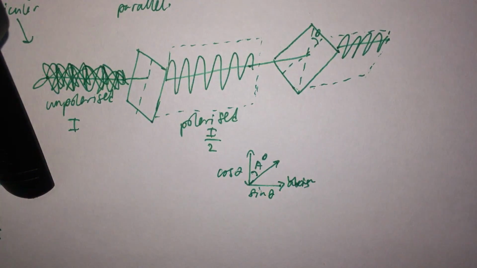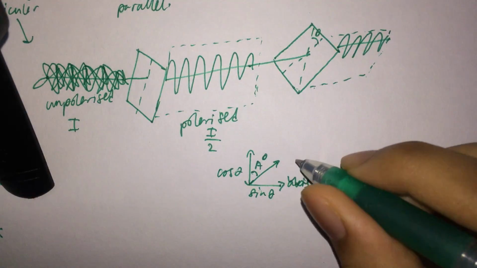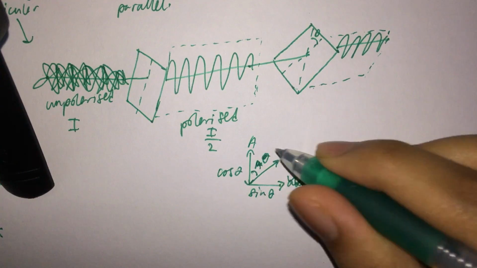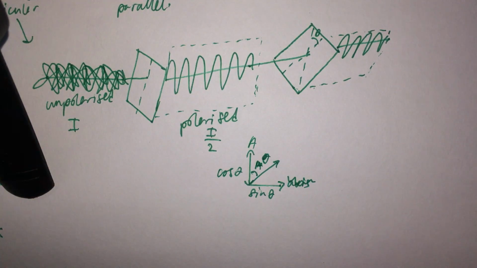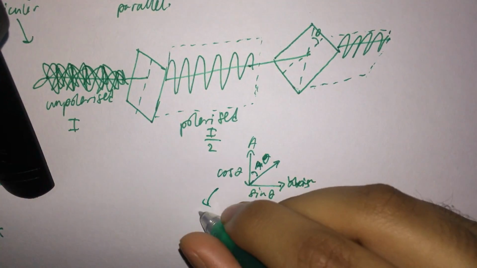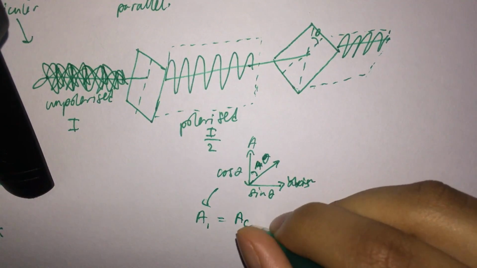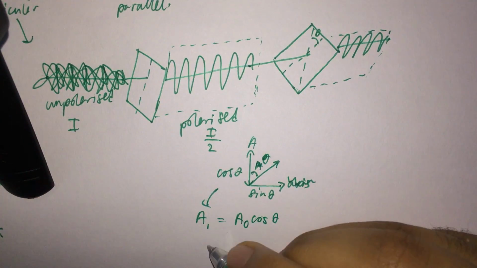So the point is, remember to use this particular law, which is that if you want to find the intensity of plane polarized light when it goes through another polarizer, you have to use intensity proportional to cosine squared theta.